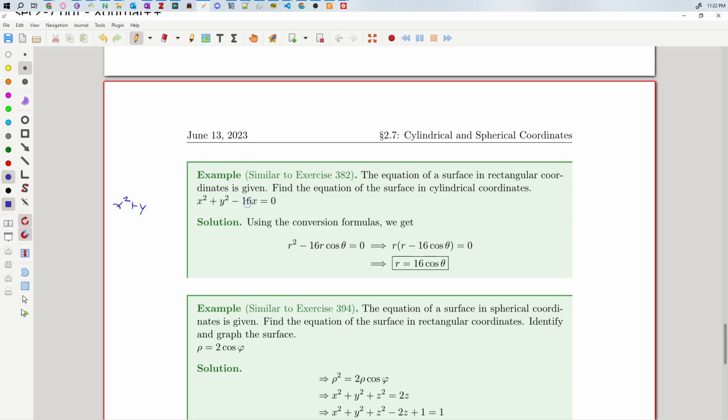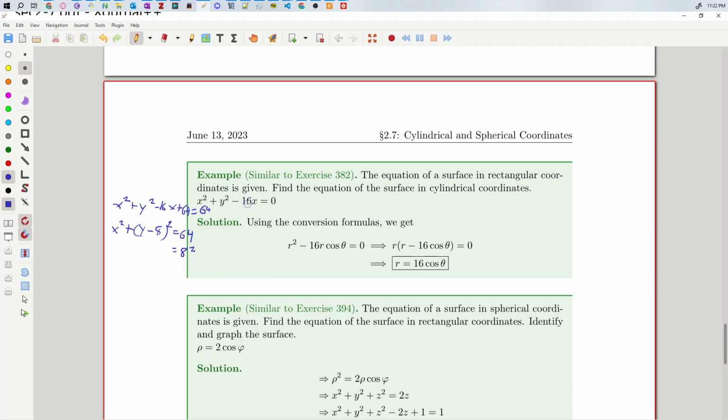Divide by 2, we get 8. We would square it to get 64. x squared minus 16x plus 64 is equal to 0. We would get y minus 8 quantity squared, oh, not 0, equals 64. So we get x squared plus (y minus 8) squared equals 64, and that's equal to 8 squared.